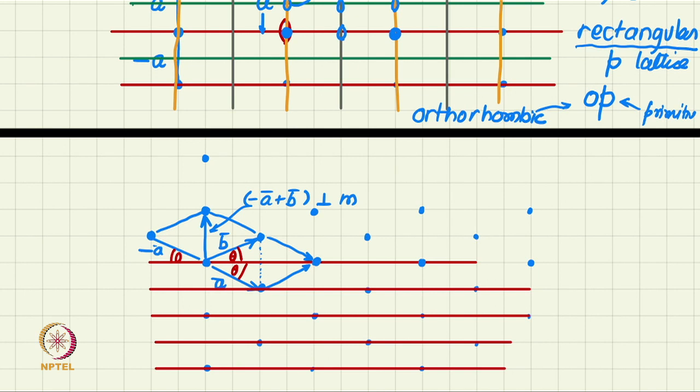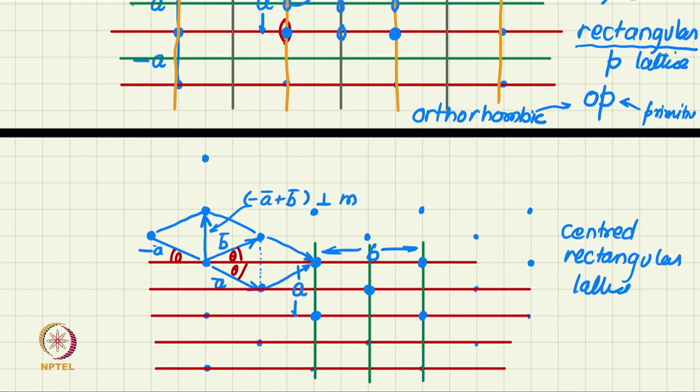And similarly you will have mirror planes passing through this perpendicular set also. So now you can take this as your A, this as your B, and call this centered rectangular lattice. No, not necessary. A and B are arbitrary.